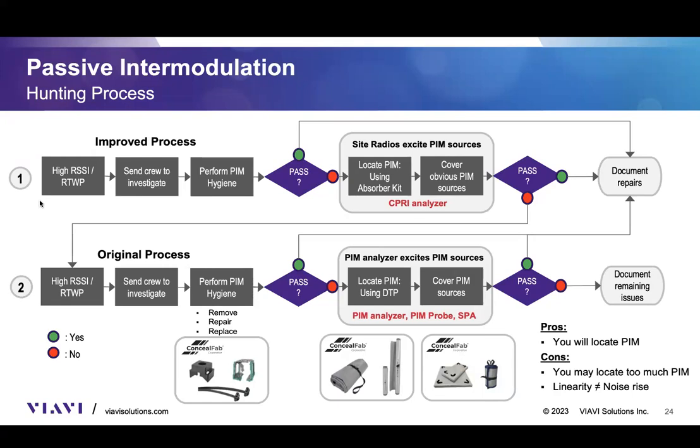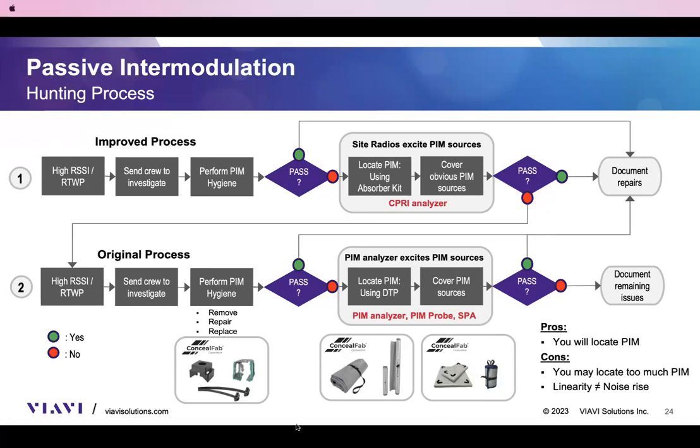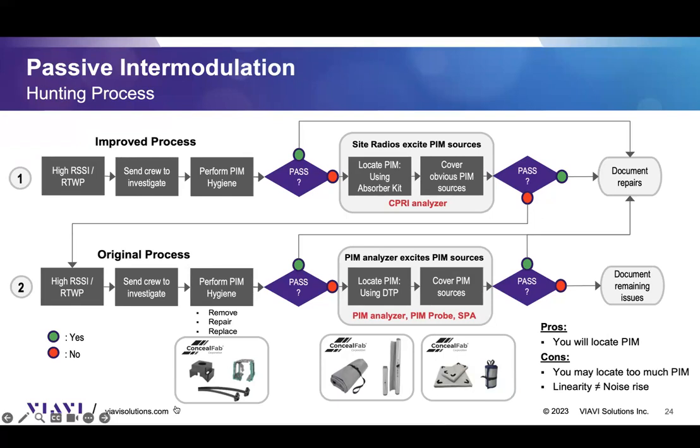So what ConcealFab has done here is create another product, which we call the absorber kit system, which we'll talk about more in the next slide. It is useful during the hunting process when you're using the radios to first isolate the antenna from its environment to determine if it's an internal problem or an external problem. And then by removing components of the system one at a time, we can get an idea of, well, is it in front?